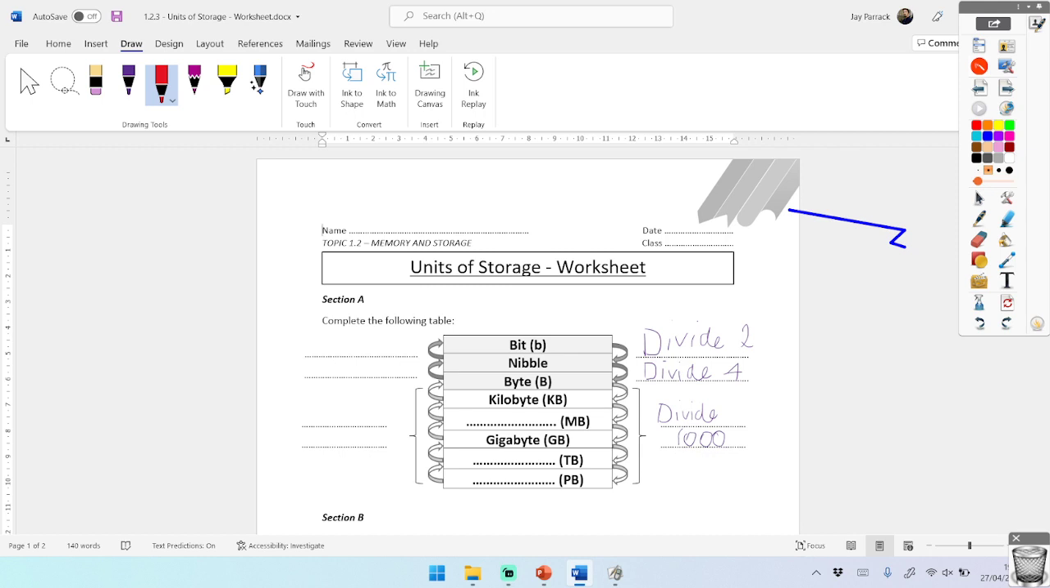Now that you've hopefully had a moment just to think about that, MB, I know that the M here just stands for mega, so in this case, megabytes. I know I've got a gigabyte there, which means that my next one is terabytes. And for my last one, it's petabytes. There we go.